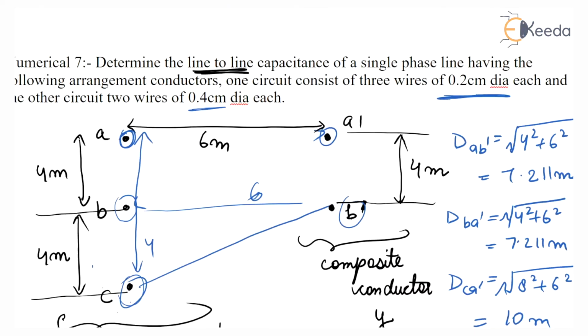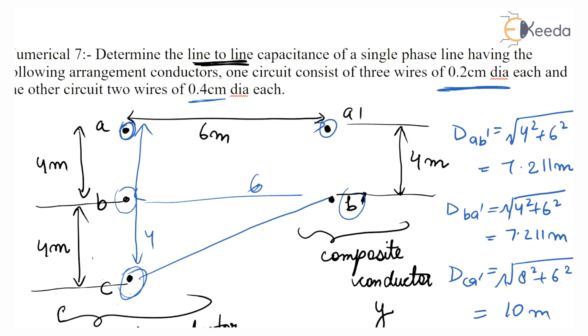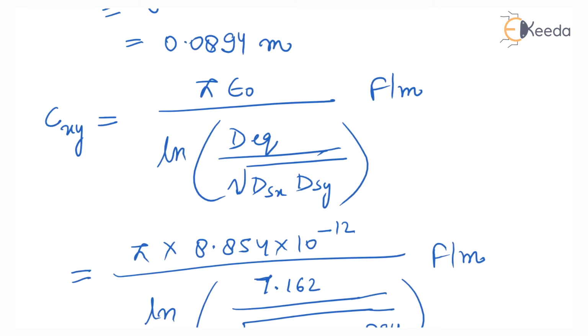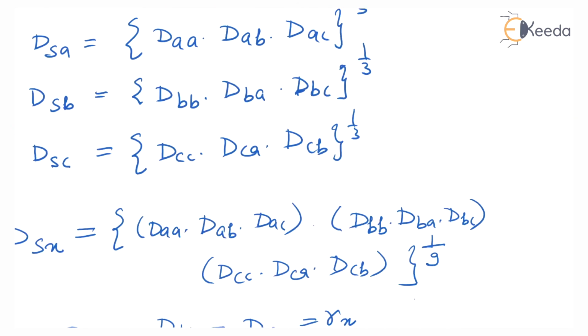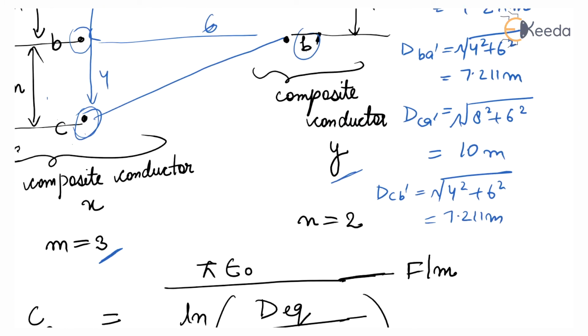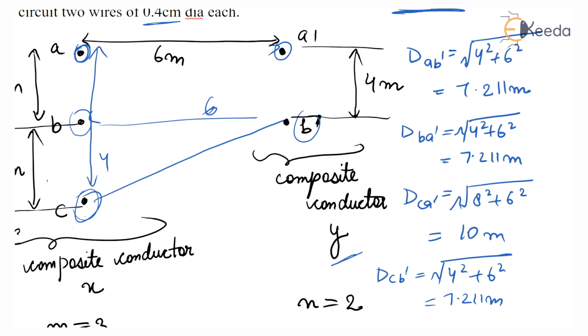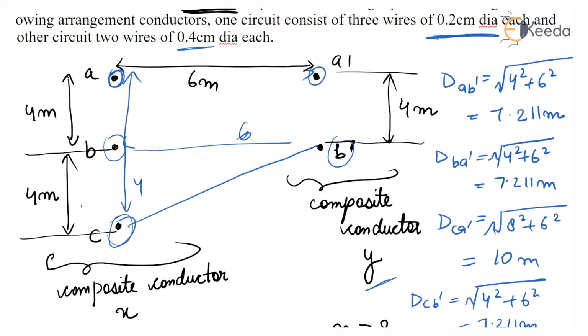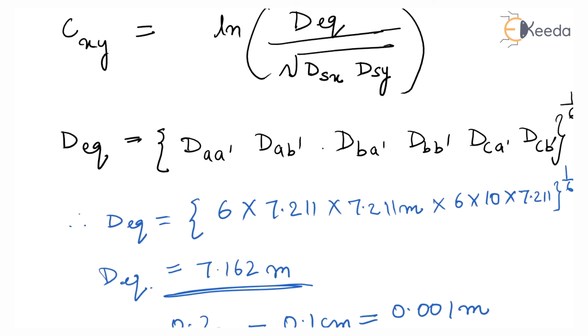So we got the line to line capacitance for line X and line Y. We know the formula for the line to line capacitance for lines X and Y. So Cxy is equal to pi epsilon naught upon log of D equivalent upon under root DSX into DSY, farad per meter. For this we need to find out D equivalent, DSX and DSY. D equivalent means the mutual distance between conductor X and conductor Y. So mutual distance, so ABC and A dash B dash. For this we need to find out all the distances.